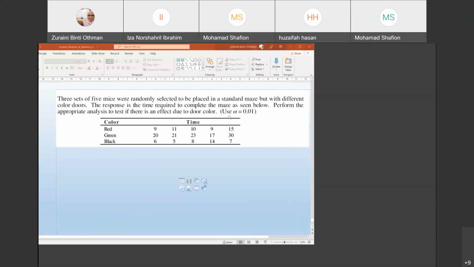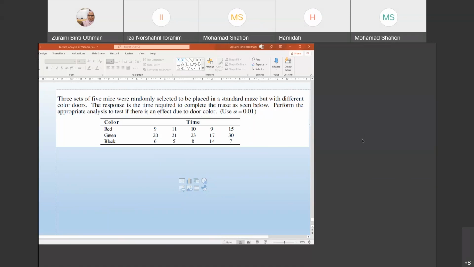Okay, here they have already mentioned the significance level. Then there are 3 sets of 5 mice randomly selected to be placed in a standard maze, but with different colors. Okay, we put mice in the maze with the different colors. The response is the time required to complete the maze as seen below. Perform the appropriate analysis to test if there is an effect due to the color.